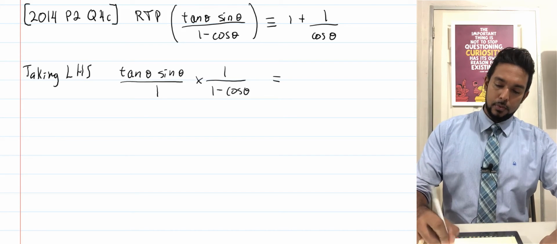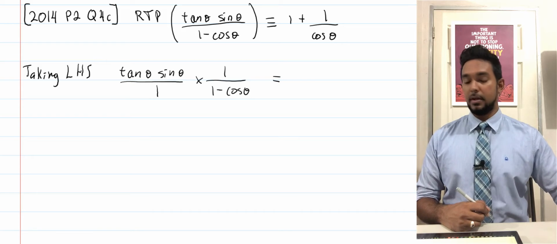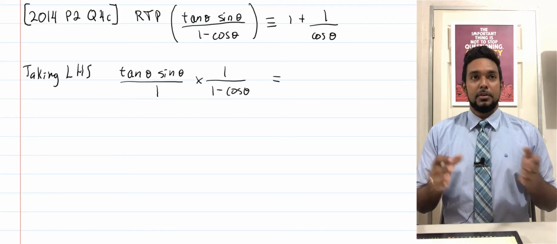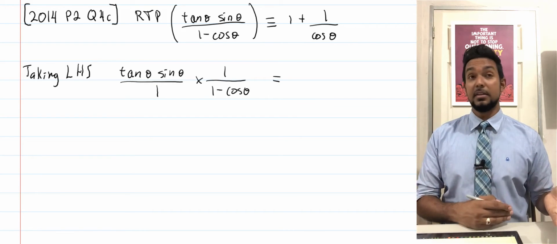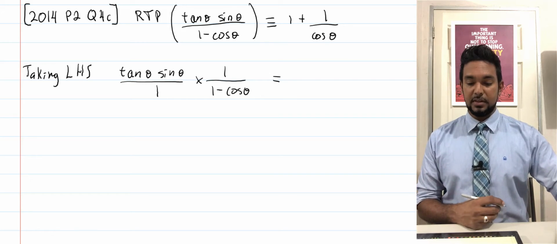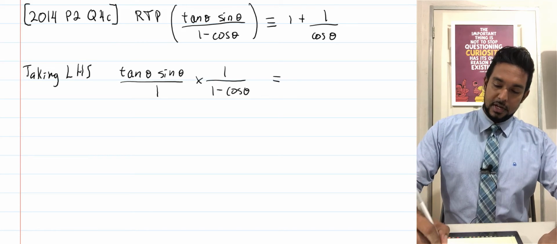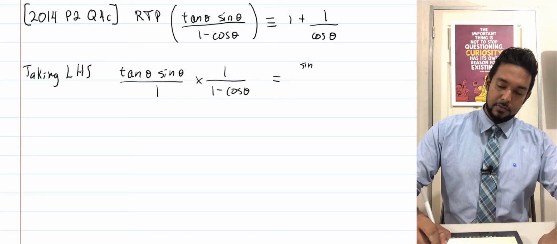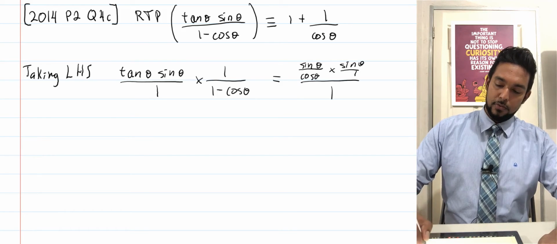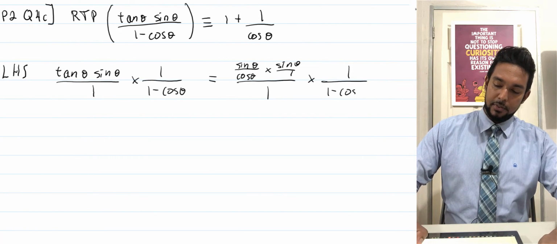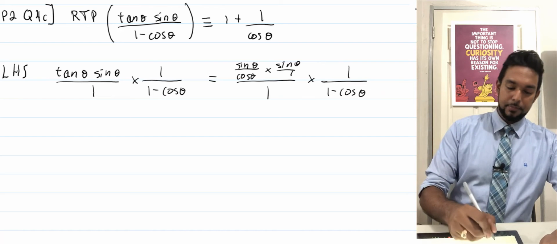Now, the only thing we could really manipulate here, okay, well, let me not say that. The thing we should probably manipulate first is tan theta, right? How else can we express tan theta? Sine theta over cos theta, right? So sine theta over cos theta multiplied by sine theta, right? Over 1, as all over 1. And this item on the right-hand side here is just unbothered by what's going on that side.